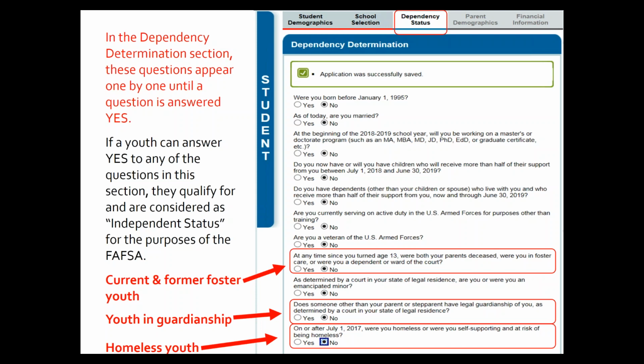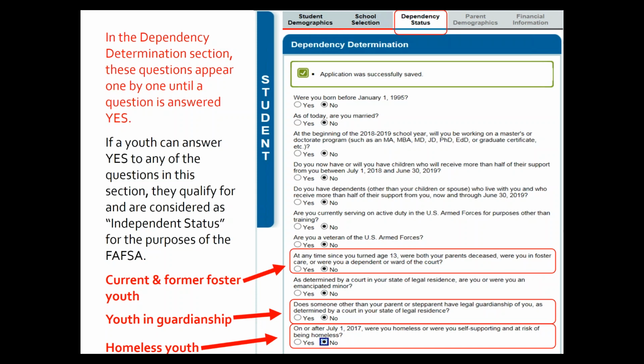So on or after July 1st, 2017, were you homeless or were you self-supported and at risk of being homeless? If the student answered yes, then the student later in the financial aid office is going to create a code and the student will have to bring proof of being homeless. And I believe Simone is going to go over this. Yes. Next. Thank you, Marisol, for walking us through this.